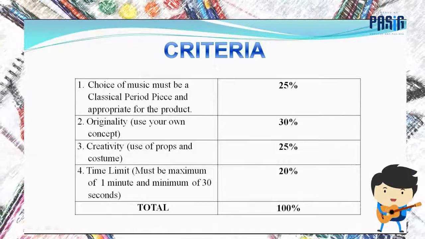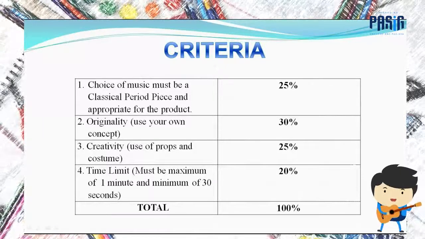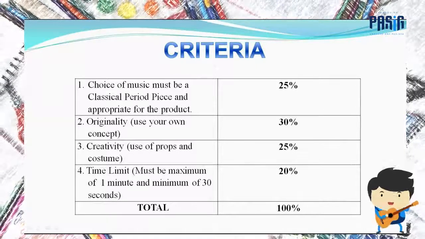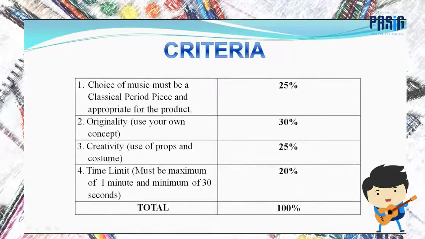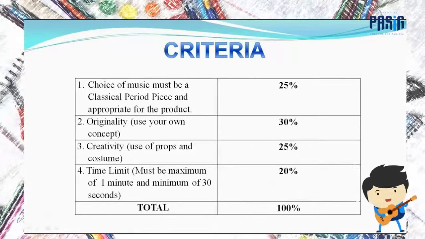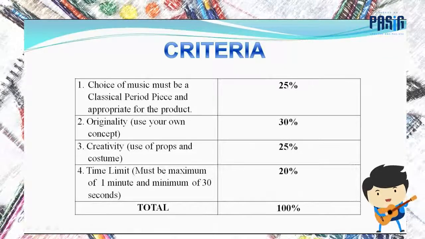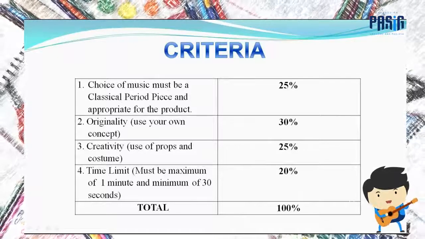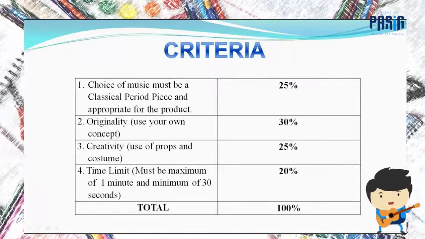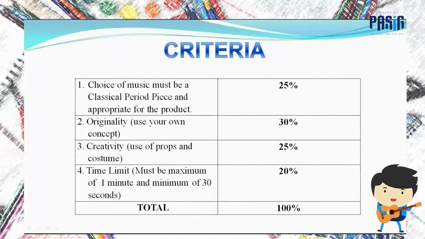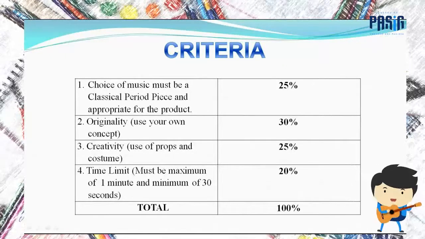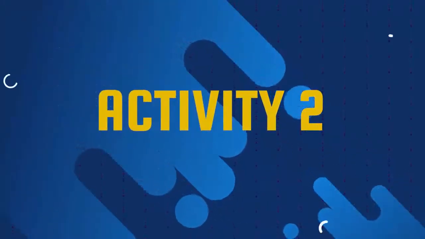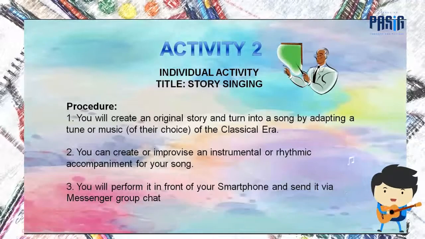Then number 3, creativity, the use of props and costume. That is 25%. And number 4, time limit must be maximum of 1 minute and minimum of 30 seconds. That is 20%. The total, that is 100%. You may start now. Are you done with the activity number 1? If you're done, let's proceed now to the activity number 2.